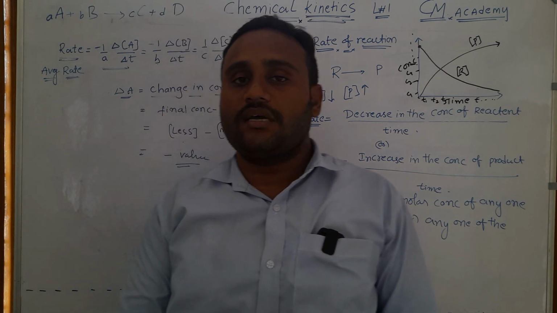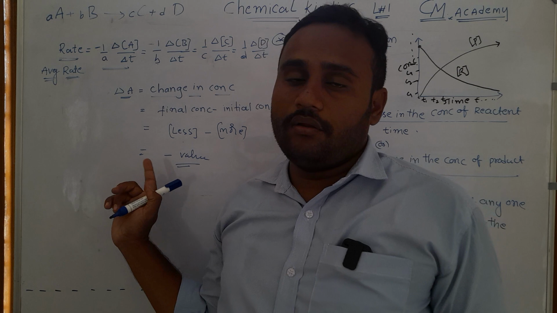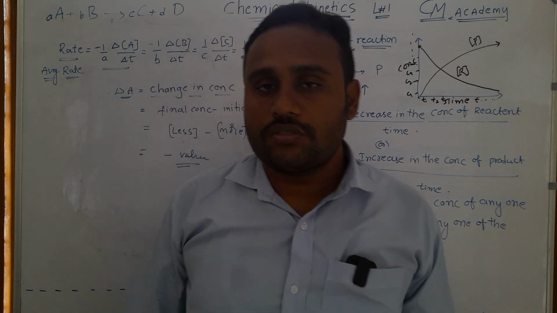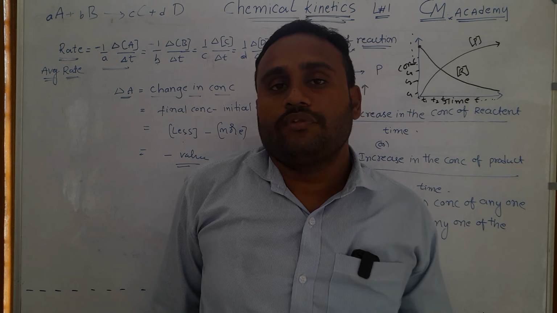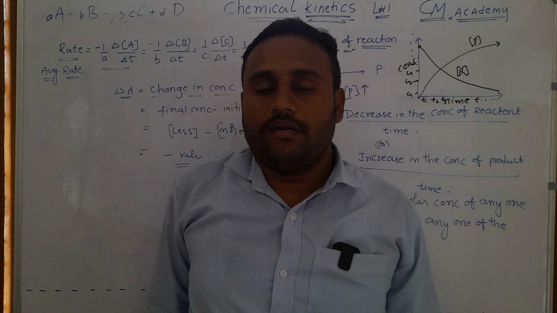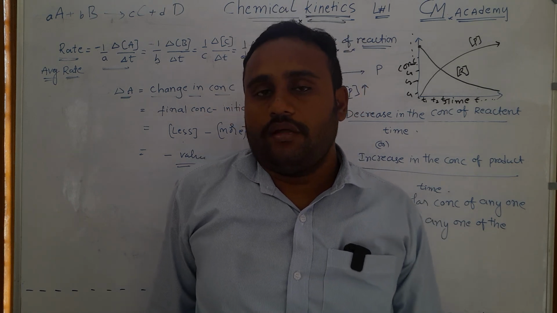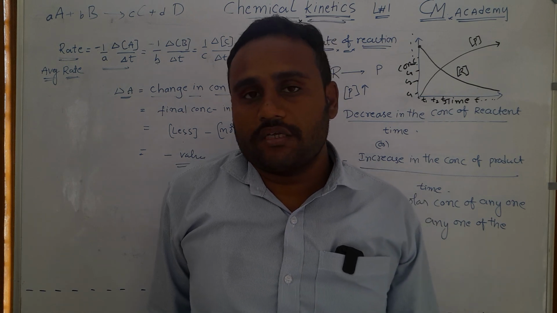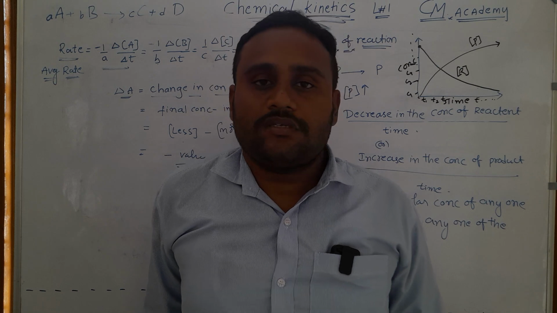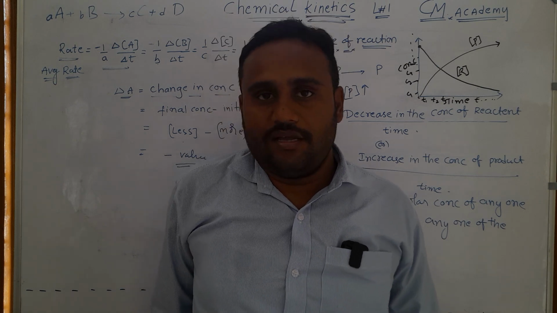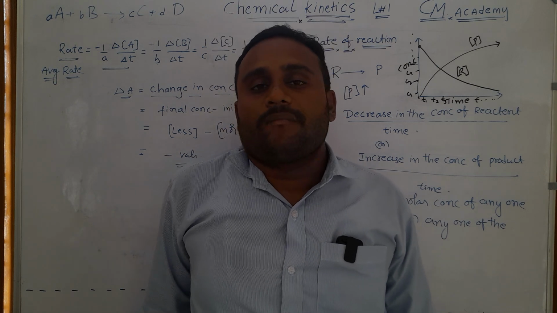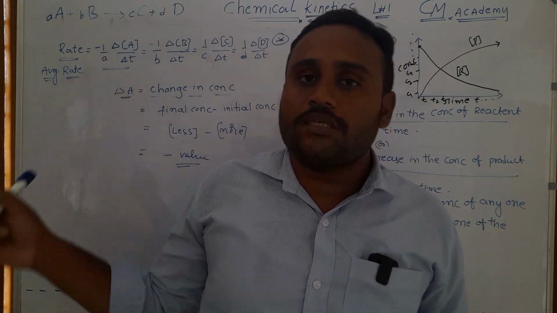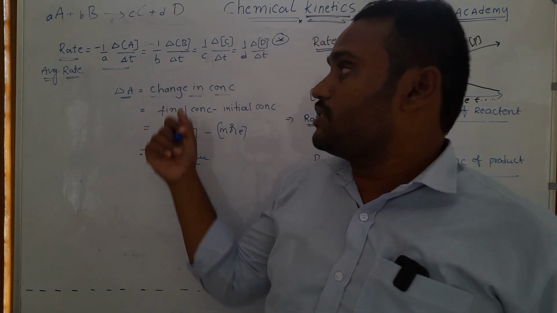We cannot express the rate as a negative value. See, for example, if an automobile is moving from one place to another, how do we express the rate? We express it as so many kilometers per hour, like 10 kilometers per hour or 30 kilometers per hour. But we cannot express minus 10 kilometers per hour. So it is not possible. Like that, here also the rate value should be expressed only in positive values.